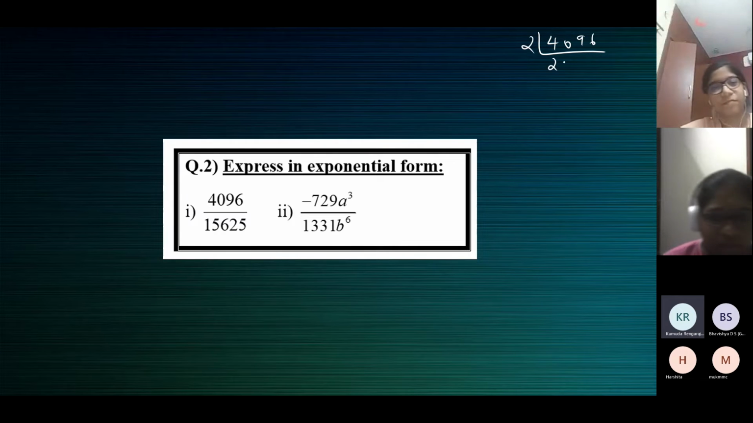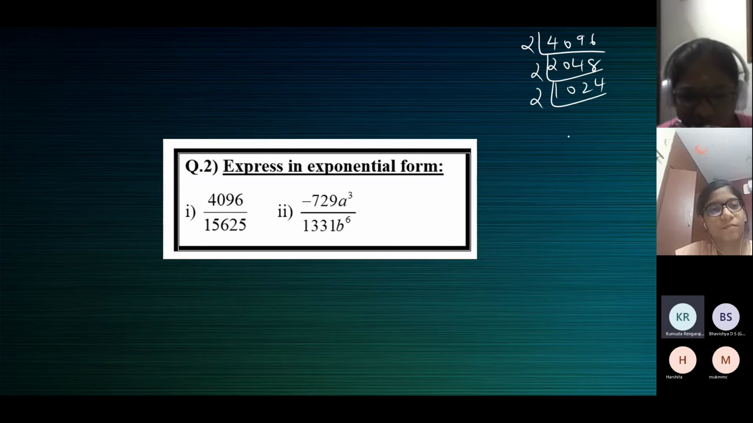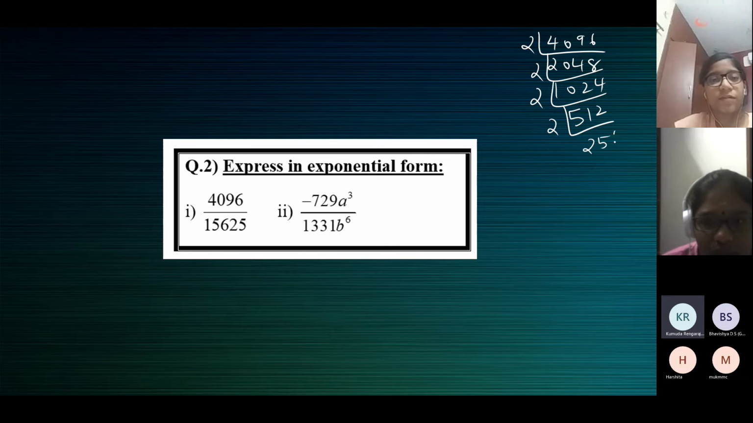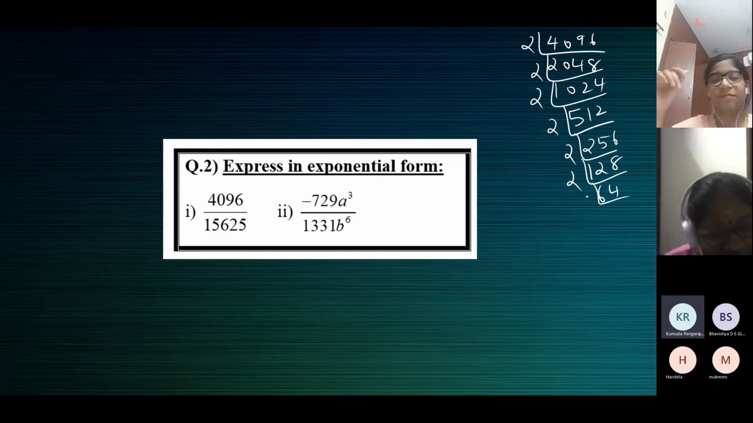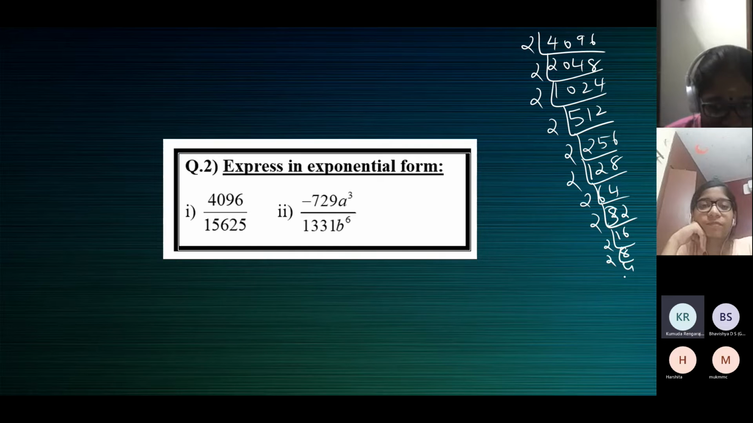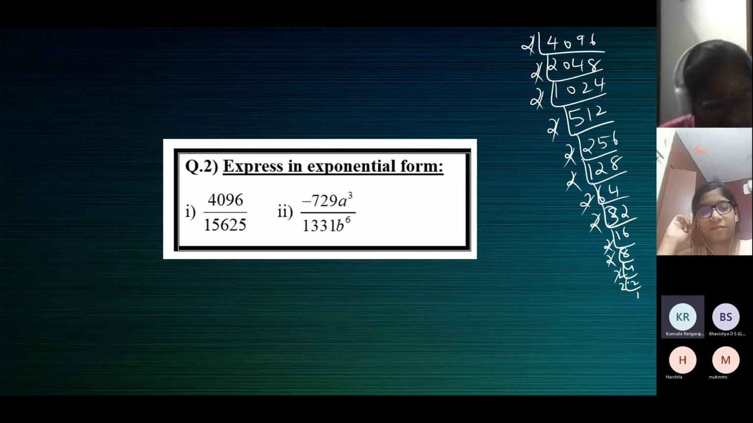4096, 2048, 1024, 512. For me, it comes to 11 only, ma'am. I want to do it again so that I shouldn't have made that mistake. 256. There was no place. I tried to squeeze in. 64, 32, 16, 8, 4, 2. So 1, 2, 3, 4, 5, 6, 7, 8, 9, 10, 11, 12.